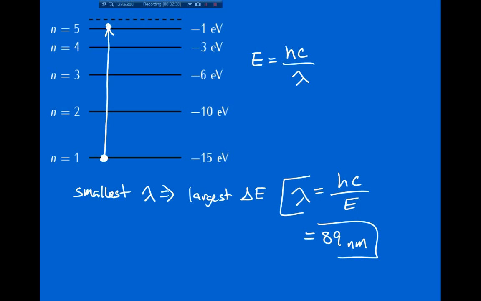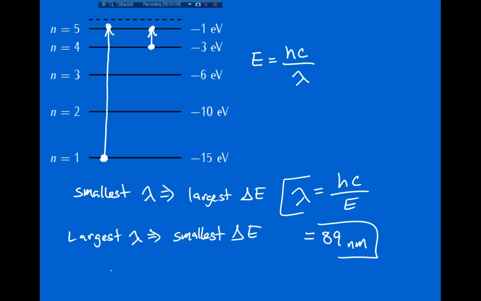And similarly, if we have a very large wavelength, then that's going to correspond to a very small change in energy. So the largest wavelength means we're looking for the smallest change in energy between two energy levels. And we can see that the smallest energy difference corresponds to the energy difference between the n equals 4 and the n equals 5 transition. And that's going to be 2 electron volts.